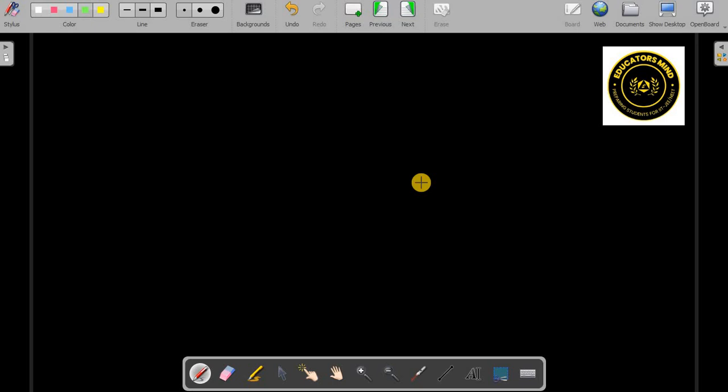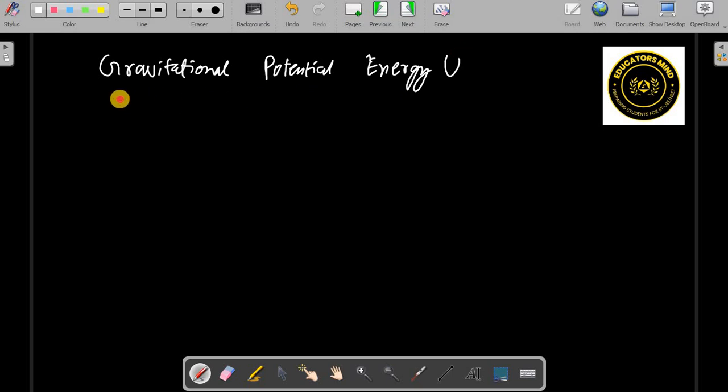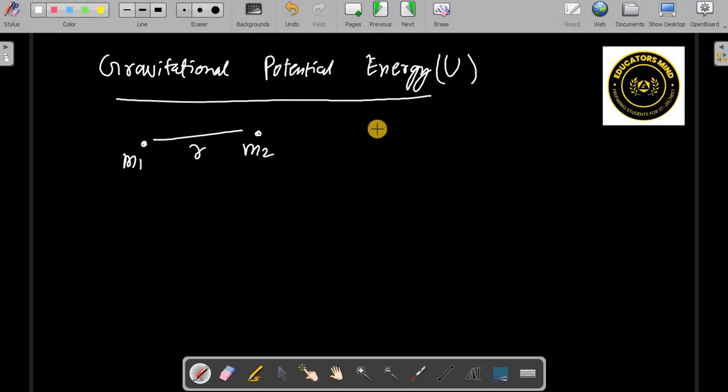Hello students. So in this class we are going into more details about gravitational potential energy calculation. Gravitational potential energy: we have discussed gravitational potential energy between two particles m1, m2 separated by a distance of r.